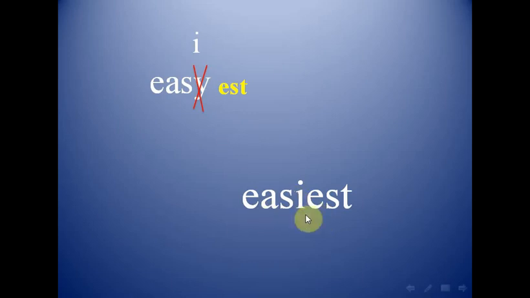Once you cross something, you have to put something at once after it. So you cross the Y, throw it away, and you have to put something. You put the I. And then you can add the ER, or you can add the EST if you're comparing 3 tests or more. The easiest one, easiest. This is how I write the word easiest. No Y, you don't put Y here.